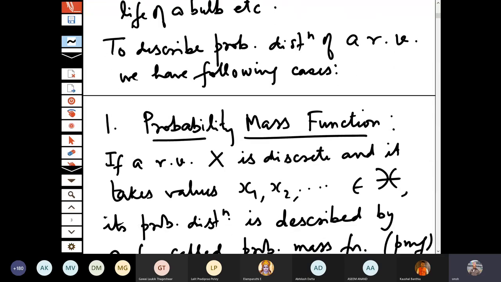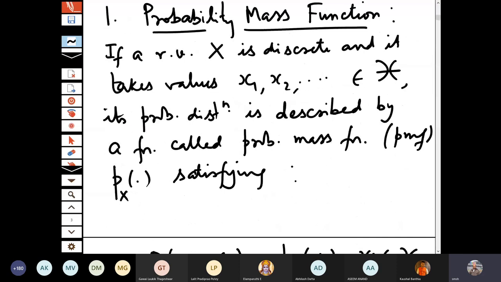So for that we have two cases. If the random variable is discrete, then it will take some values x1, x2 and so on. It could be finite or it could be infinite. So you can have x1, x2, up to xn, or it can go on. I have just written x1, x2, and so on, belonging to a certain set script X.